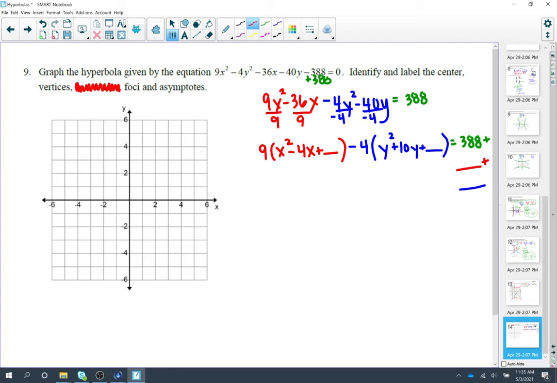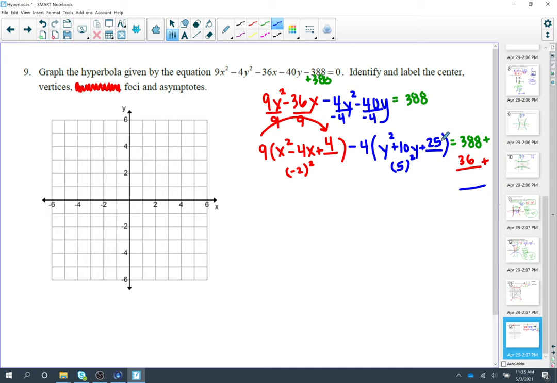Okay, going back to our x's, I'm going to take half of negative 4, which is negative 2. I'm going to square it, which gets me 4. Now, keep in mind you're not actually adding 4 here because of this 9. So you're adding 36, which means we have to add 36 to this side. Then we're going to take half of 10, which is 5. We're going to square that, which is 25.